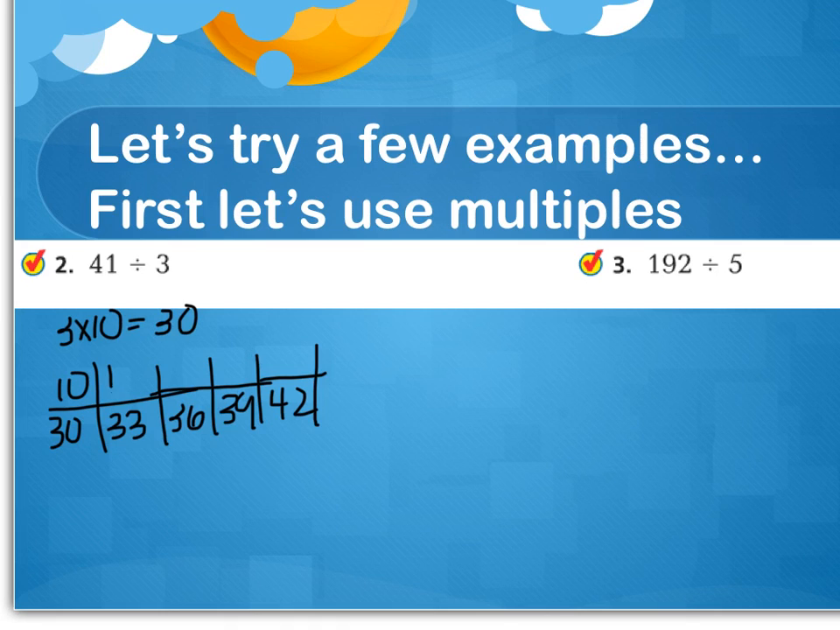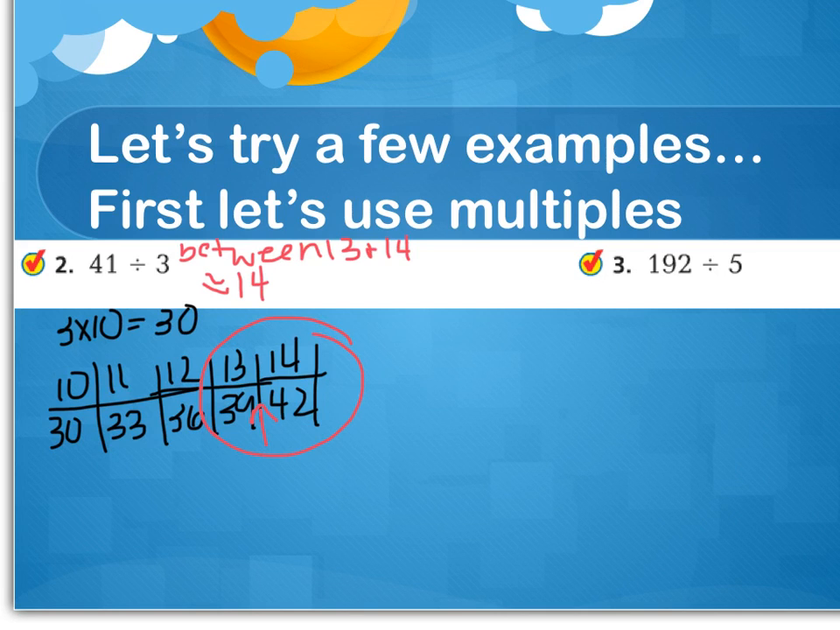So that's 10, 11, 12, 13, and 14. 41 falls between 39 and 42. That tells me the estimate to 41 divided by 3 is between 13 and 14. Since 41 is closer to 42, the best estimate in this case would be 14.